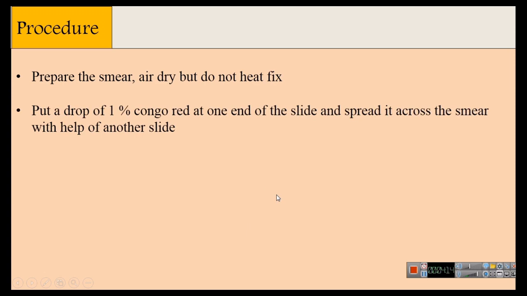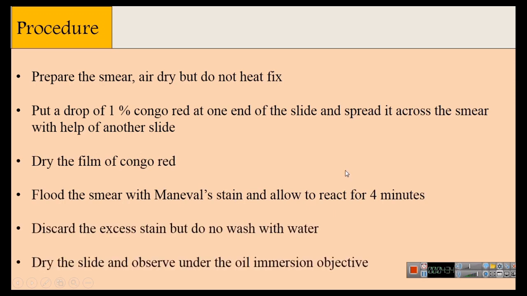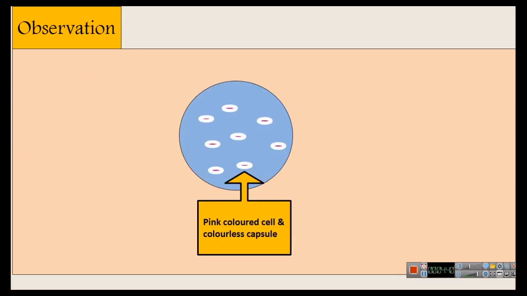Put a drop of 1% Congo red at one end of the slide and spread that drop across the smear with the help of another slide. Dry the film of Congo red. Flood the smear with Maneval's stain for 2 minutes. Discard the excess stain but do not water wash. Dry the slide and observe under the oil immersion objective of the microscope. Now what will be your observation under the microscope? In the microscopic field you will see a blue colored background, pink colored bacterial cells and colorless capsule.